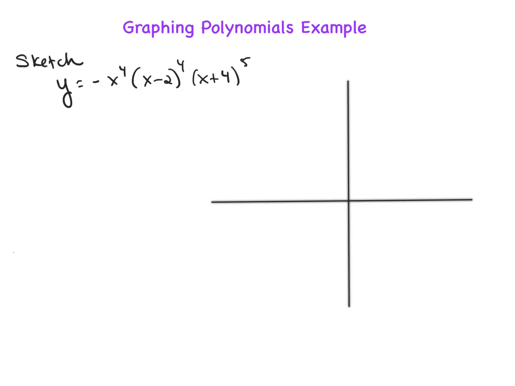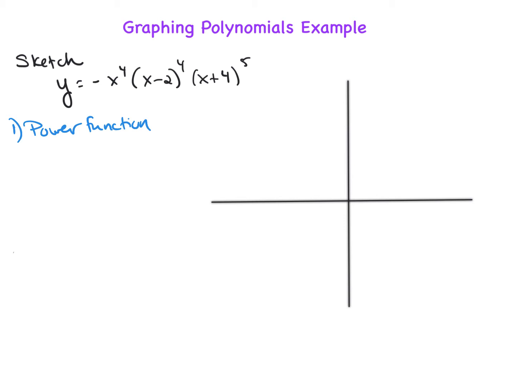In this problem, we're asked to sketch the polynomial y equals negative x to the fourth times the quantity x minus 2 to the fourth times the quantity x plus 4 to the fifth. The first thing that we need to do sketching a polynomial like this is we need to figure out what our power function is. Our power function is kind of like our parent graphs from previous graphing sections.